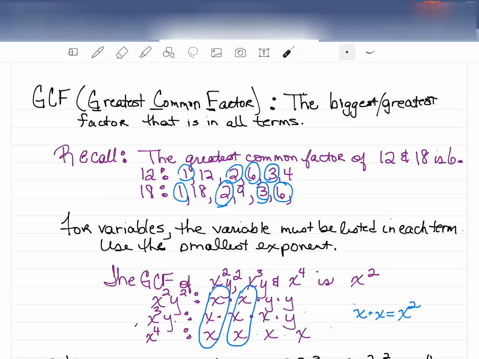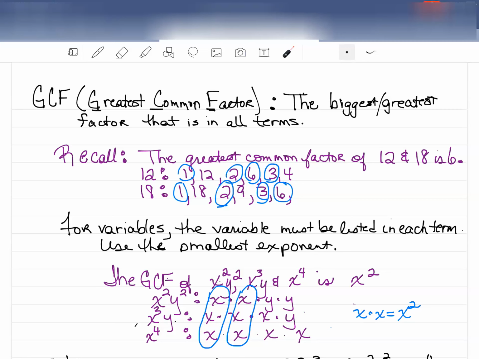When we advance that to variables, what we're going to do is we're going to look for the smallest exponent. You have to have that variable present, and then once that variable is present, you look for the smallest exponent. So I have x squared y squared, x cubed y, and x to the 4. Their greatest common factor is going to be x squared. So underneath there I've written down how I obtained that.